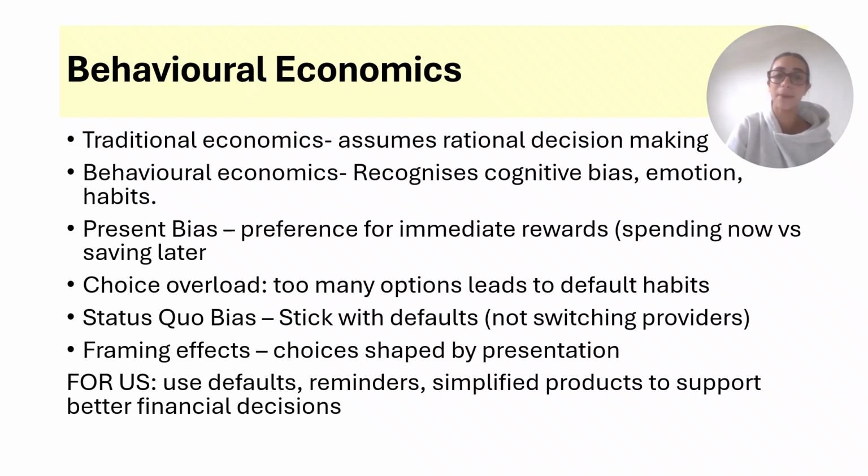Let's consider why people often choose unhealthy food even when they know it's not good for them. The present bias. We heavily discount the future in favor of immediate gratification. Fast food offers immediate pleasure while the health cost is delayed. Choice overload. Too many options can cause decision fatigue, leading people to default habits. Status quo bias. People resist change, especially when change requires effort or planning.